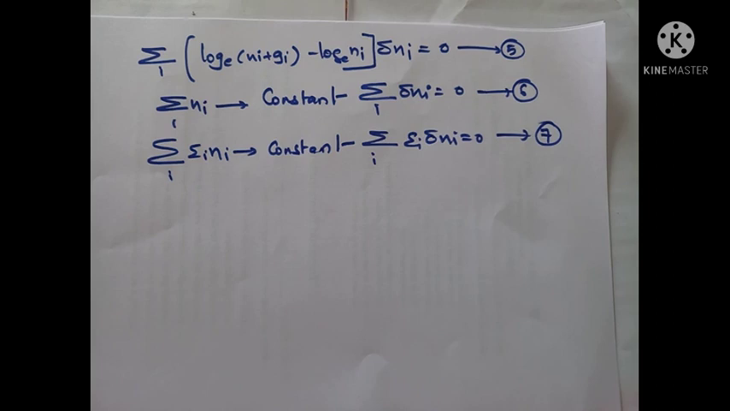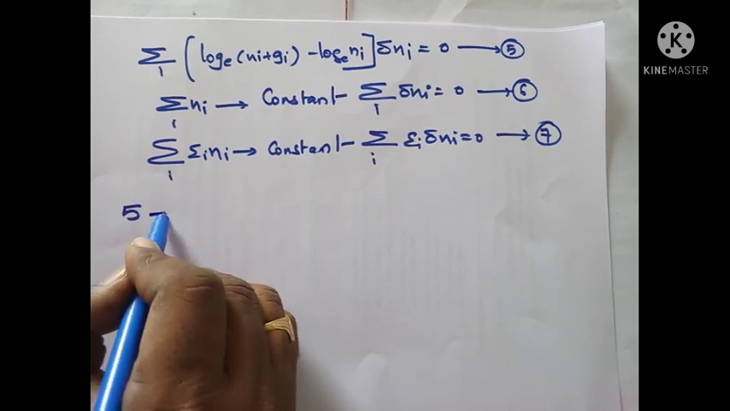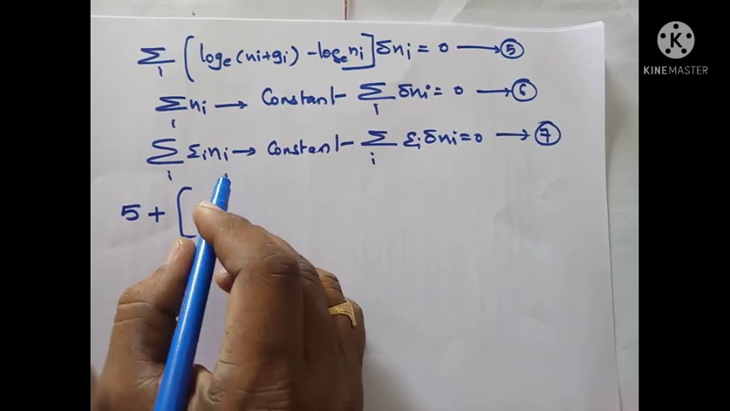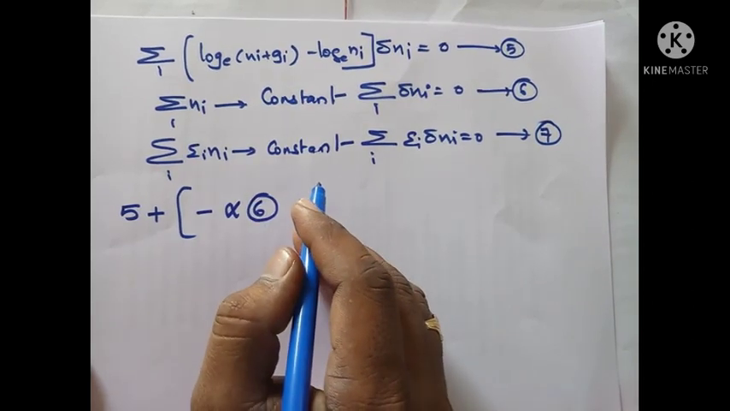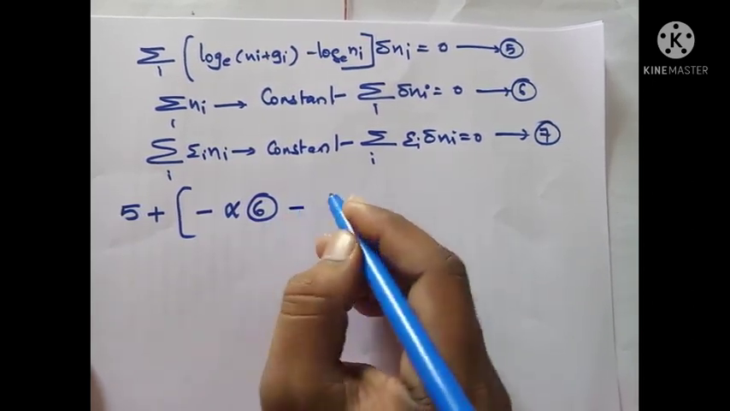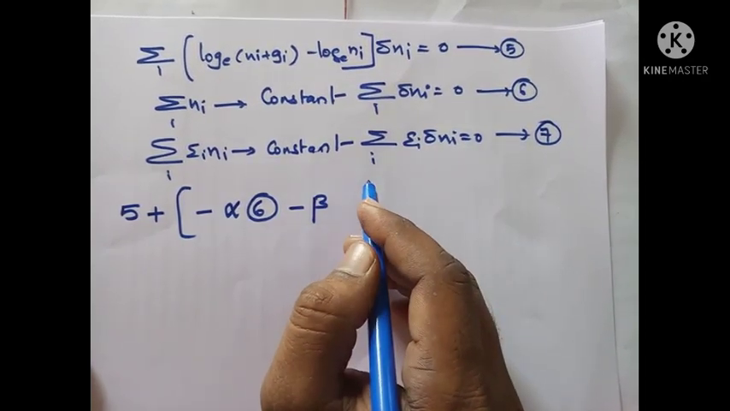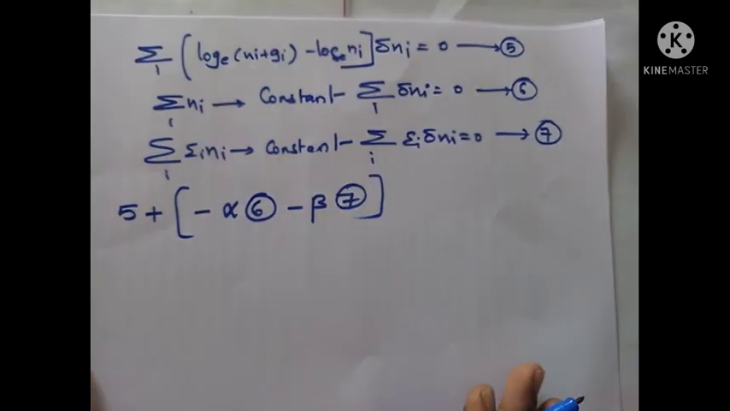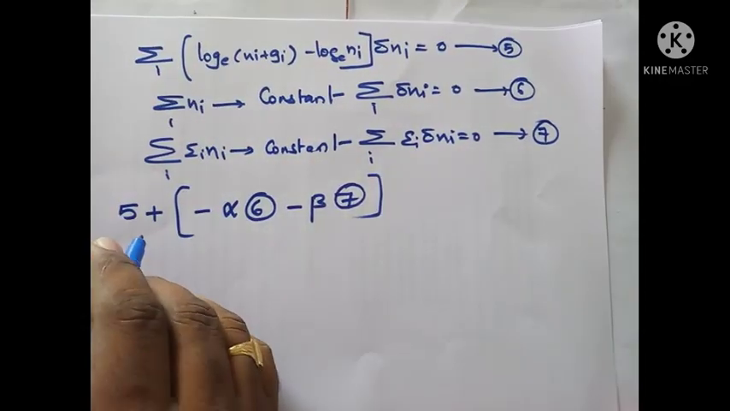All right, now what I am doing, just like what we did in Maxwell-Boltzmann statistics, here also we have to take equation number 5 plus, and what I am taking there, minus alpha into equation number 6, and here I am taking minus beta into equation number 7. Now see what we get there. We know that equation number 5, what is that equation number 5? This one is equation number 5.